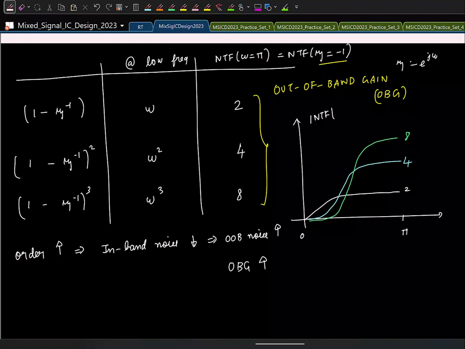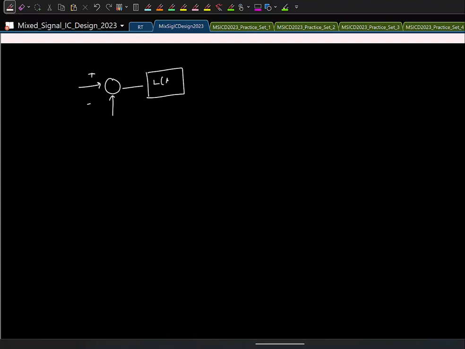Okay. So now I see if I increase my order, my in-band noise reduces, but my OBG increases. Now let's see what is the impact of this. And for that, let me actually quickly redraw this modulator. Okay. So this is Y, this is V, this is Q. Now what is V of Z? Hold on just a second. What is my V of Z?